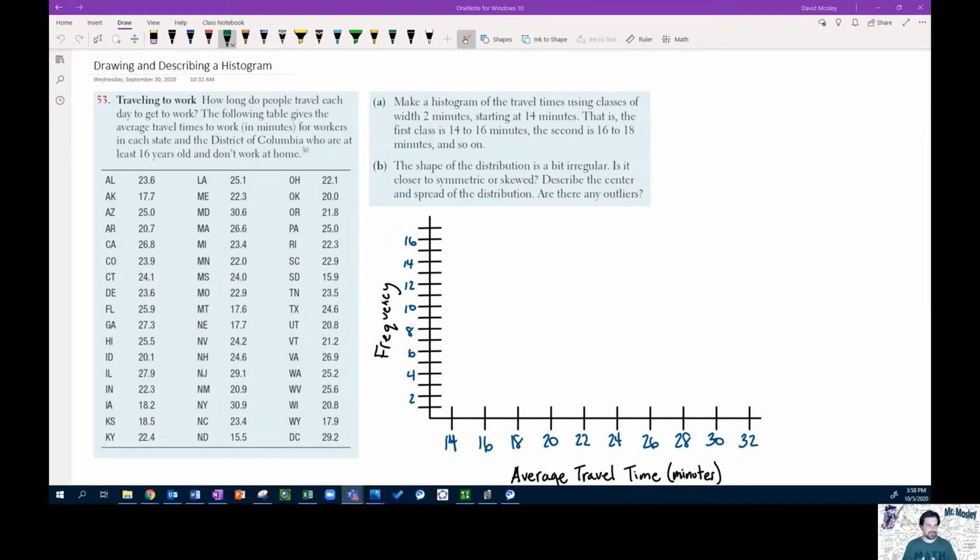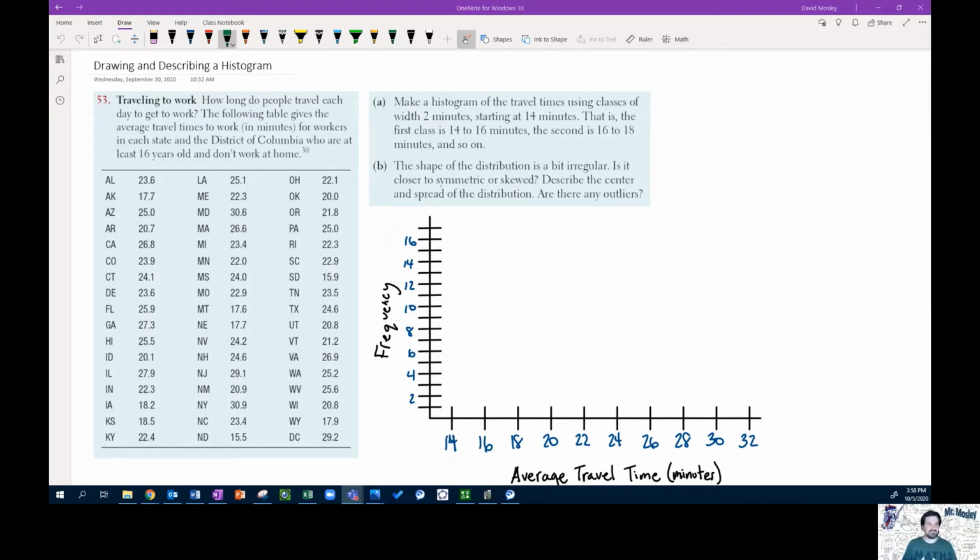In here we're looking at a set of data about traveling to work. How long do people travel each day to get to work? The following table gives the average travel times to work in minutes for workers in each state and the District of Columbia who are at least 16 years old and don't work at home.